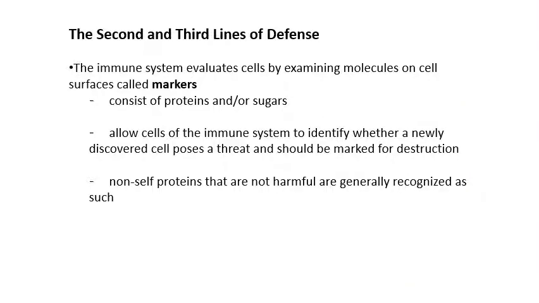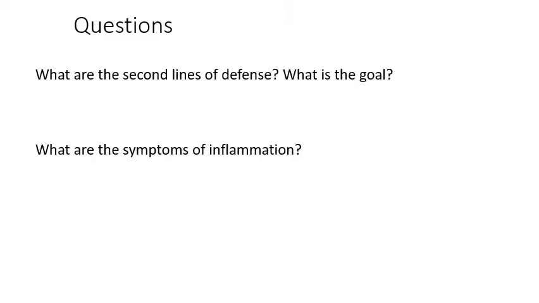Okay, so all of this system is based on these surface markers. The surface markers are usually proteins, sometimes glycoproteins, so a combination of a sugar and a protein molecule, that helps your immune system distinguish who belongs in the body and who does not.